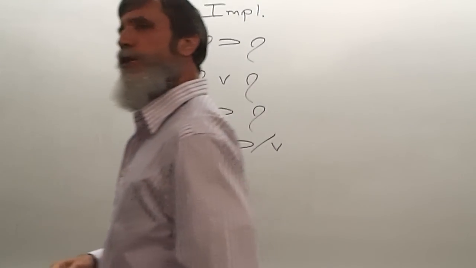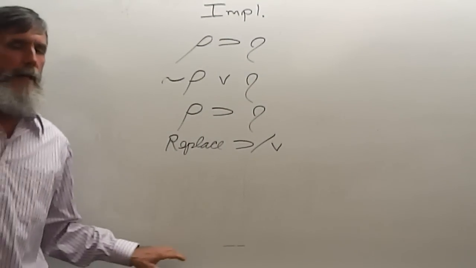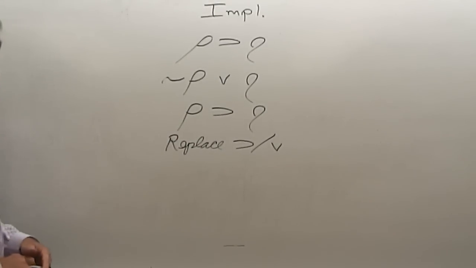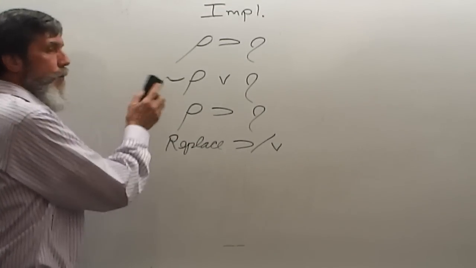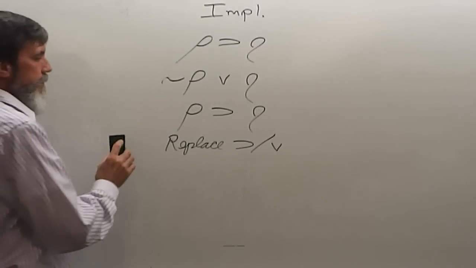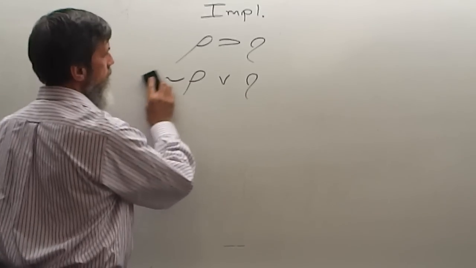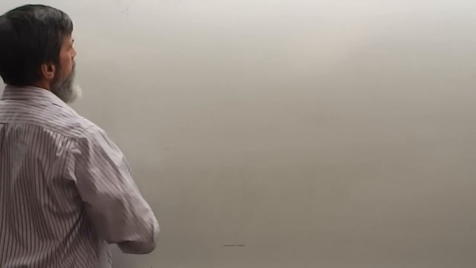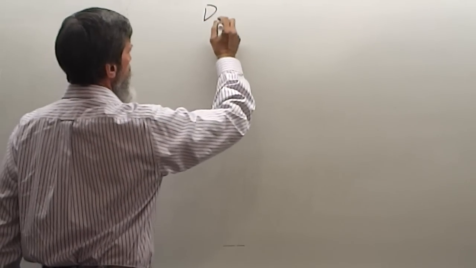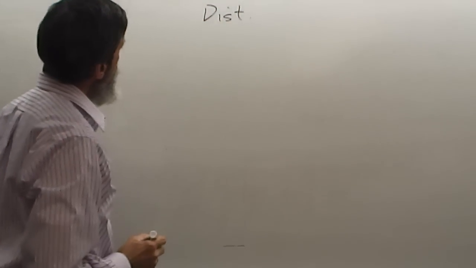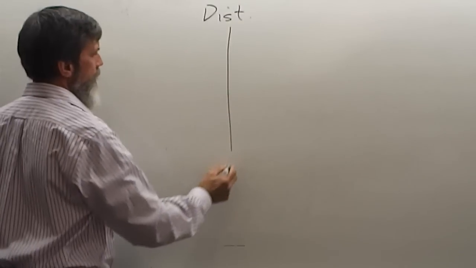I think we have just 2 more, distribution and material equivalence. That should be 10, unless I'm forgetting one. Questions about material implication? Distribution is probably the most complicated rule of replacement. It's got 2 applications.